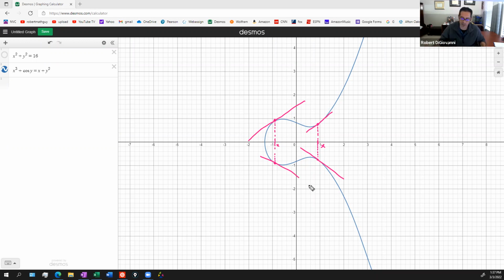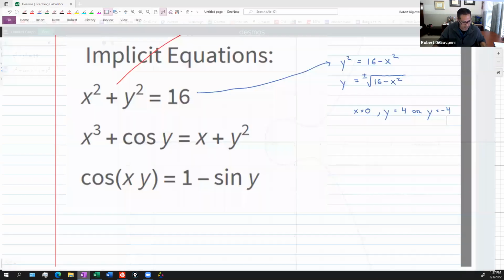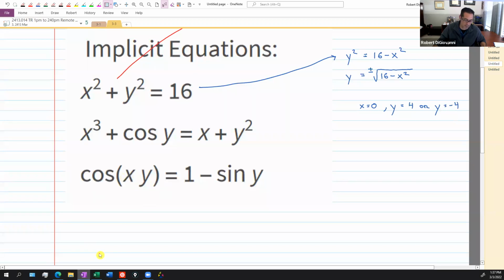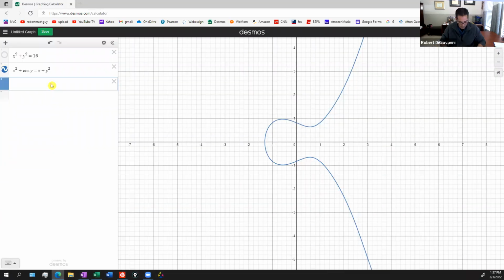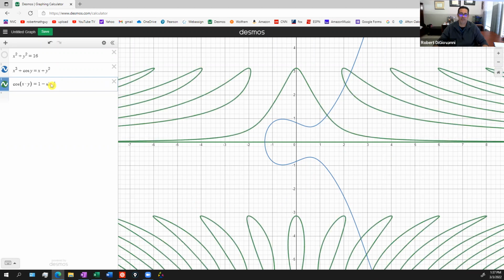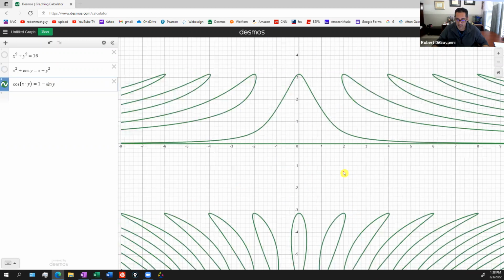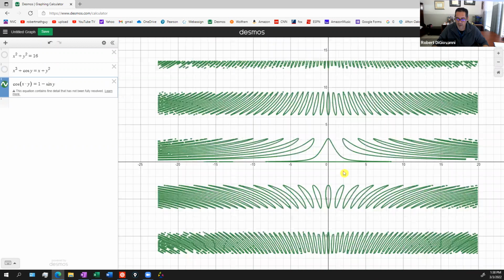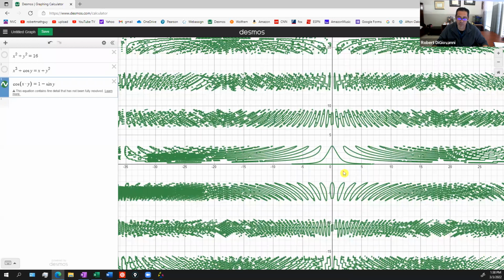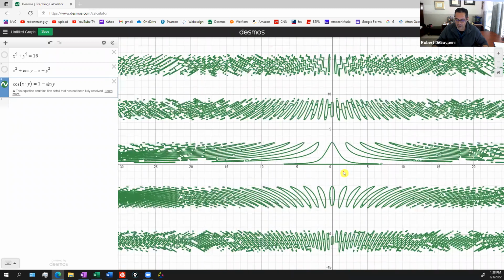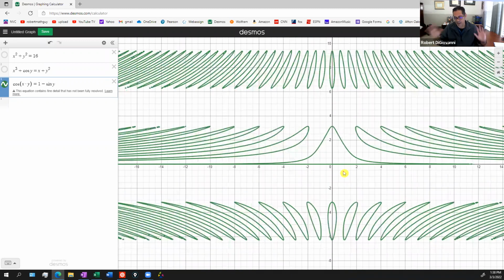I'm going to show you the last one because the last one's really cool. Cosine of x times y equals 1 minus sine y. Whoa. I'm pretty sure you weren't expecting that, right? Desmos is having a little bit of trouble graphing this right now. Let me zoom in a little bit more. Okay, so Desmos did okay there.